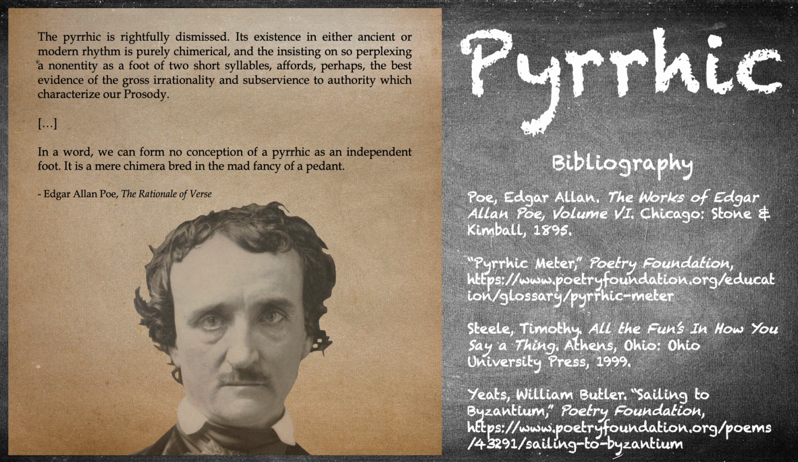Edgar Allan Poe, a favorite here at the channel, goes so far as to say that the Pyrrhic, much like having the prescience to optimize your starting lineup in fantasy football every week, is something that simply does not exist. The Pyrrhic, Poe writes, is rightfully dismissed. Its existence in either ancient or modern rhythm is purely chimerical, and the insisting on so perplexing a non-entity as a foot of two short syllables affords, perhaps, the best evidence of the gross irrationality and subservience to authority which characterize our prosody. In a word, we can form no conception of a Pyrrhic as an independent foot. It is a mere chimera, bred in the mad fancy of a pedant. Oof, Edgar coming in hot.